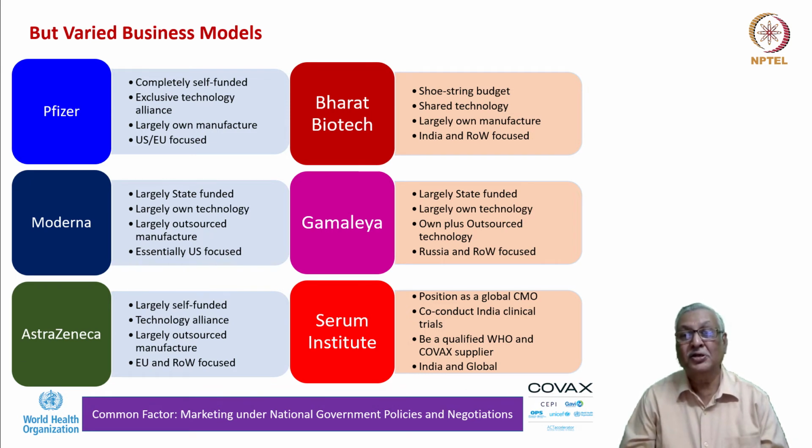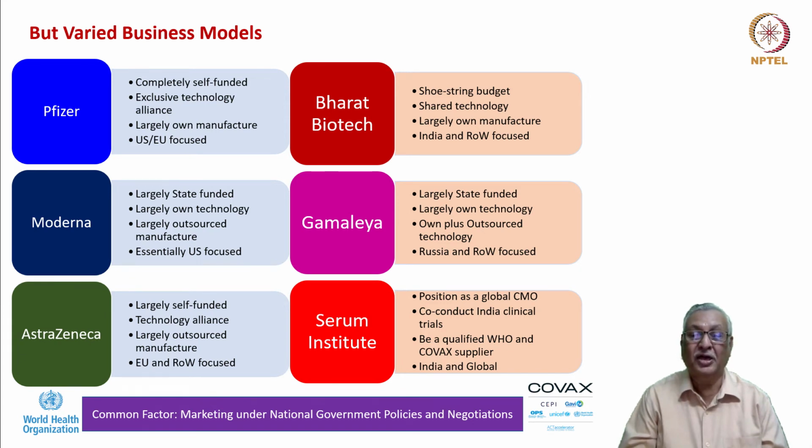Bharat Biotech worked on a shoestring budget. It had shared technology with research laboratories of India. It relied on its own manufacture and was India and rest of the world focused. Gamaleya was largely state-funded and had its own technology. It had its own plus outsourced technology for manufacture, and it was Russia and ROW focused.